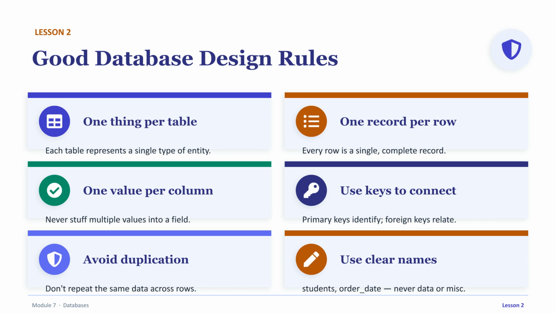A few rules keep your database clean. Each table should describe one kind of thing, each row, one record, and each column one value. Use keys to connect tables, avoid repeating data, and give everything clear names. Good design now saves you real pain later.